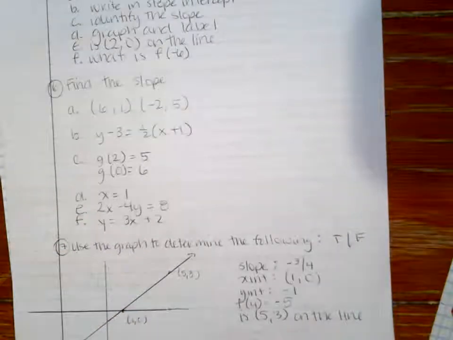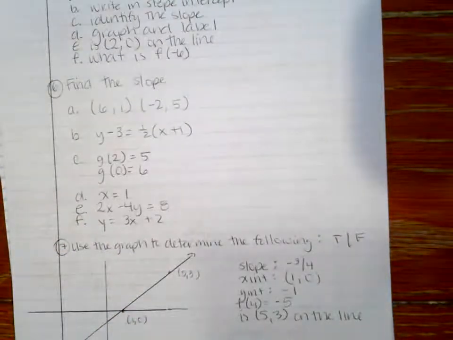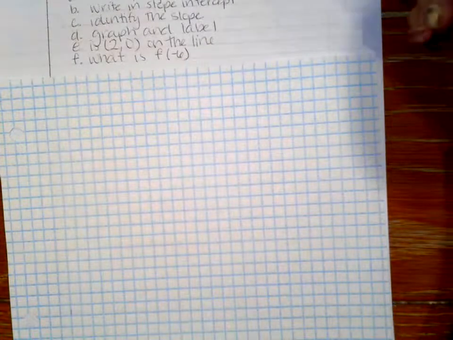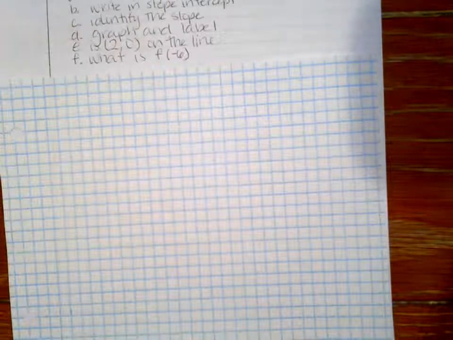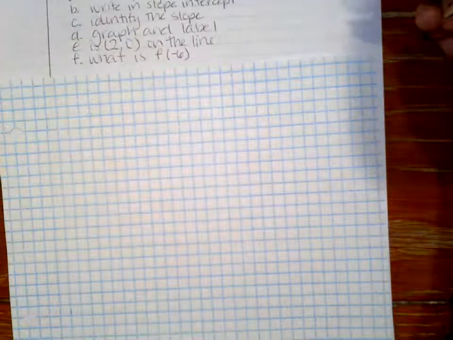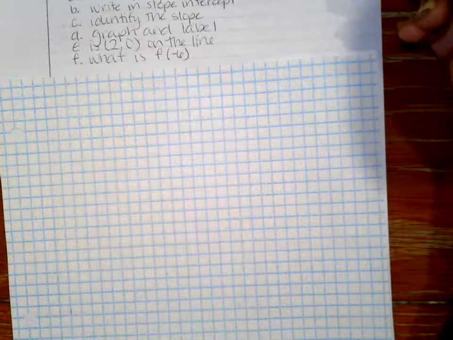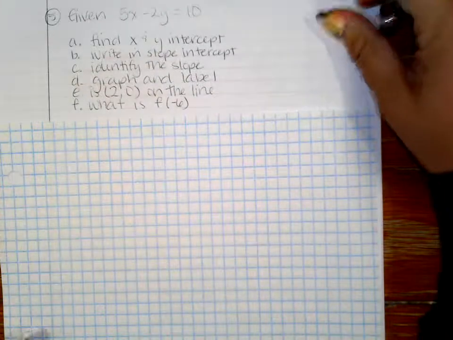All right, this guy, I'm gonna grab a piece of graph paper for this. All right, my equation is 5x minus 2y equals 10. That's in standard form. When they're asking for the x and y intercepts, I always think in this form it's the easiest to find the x and y intercepts. Let me move that down so you guys can see that.